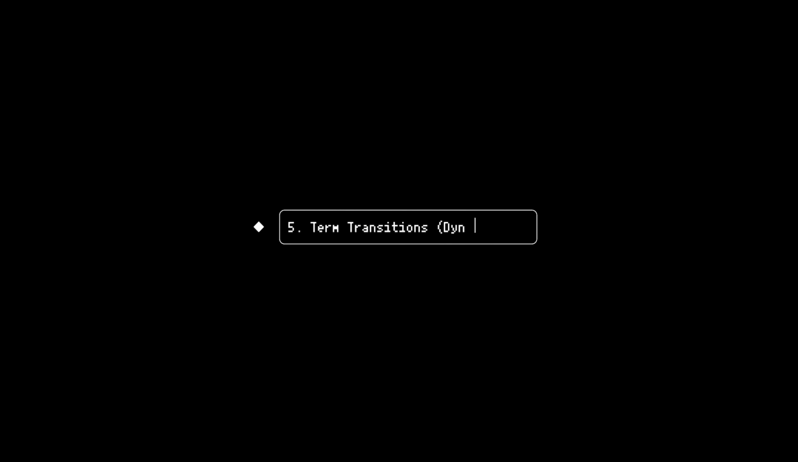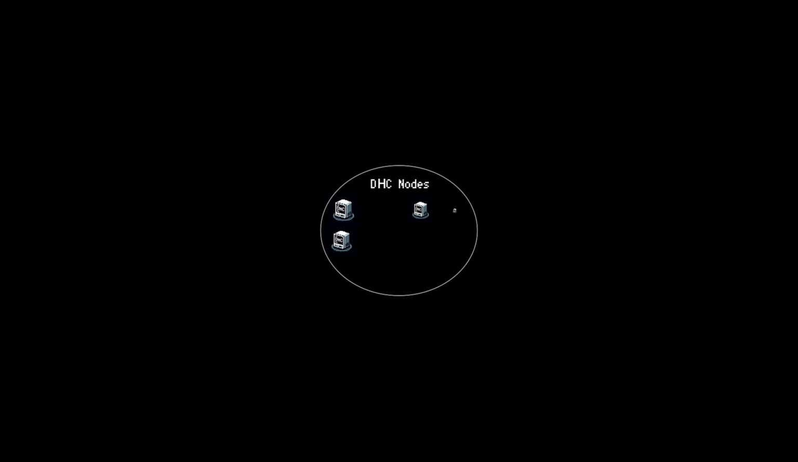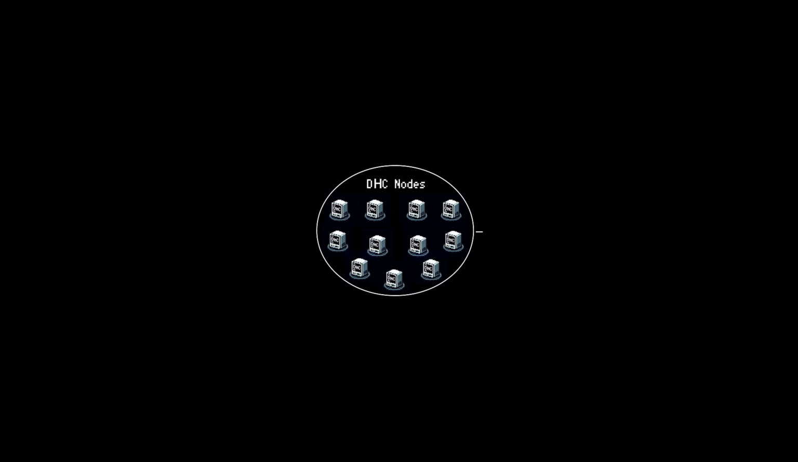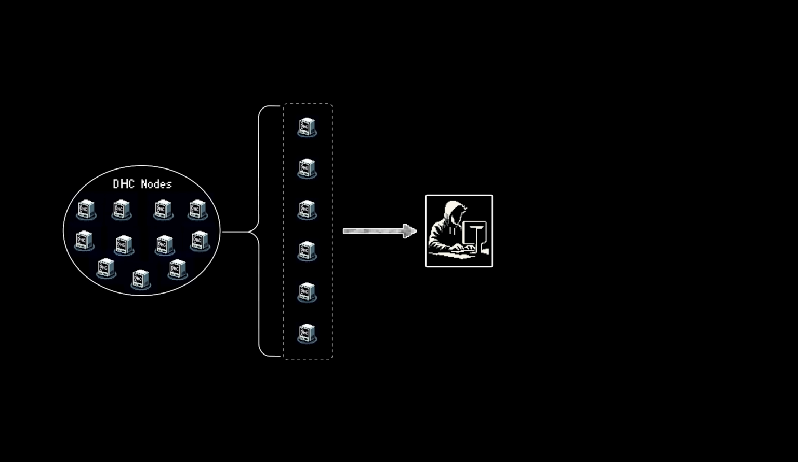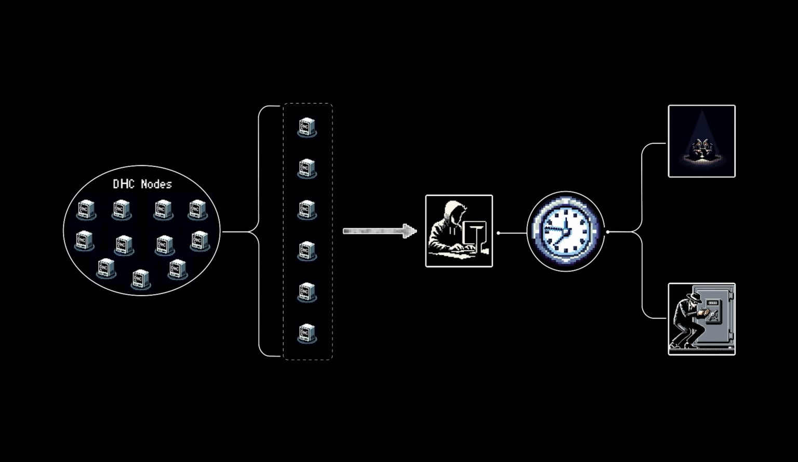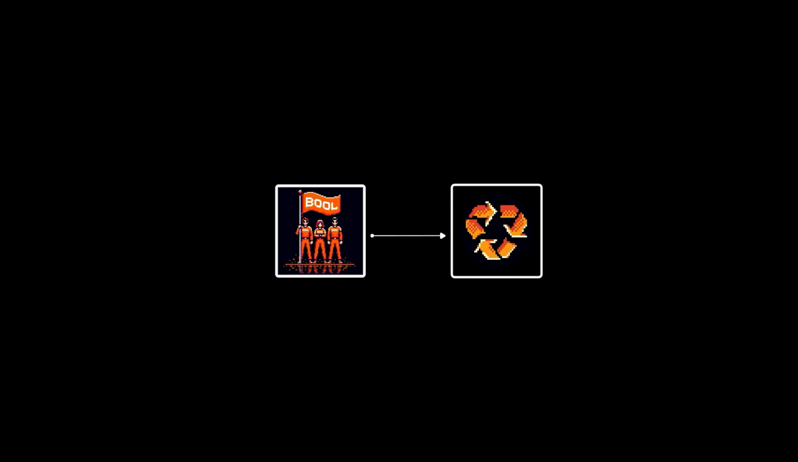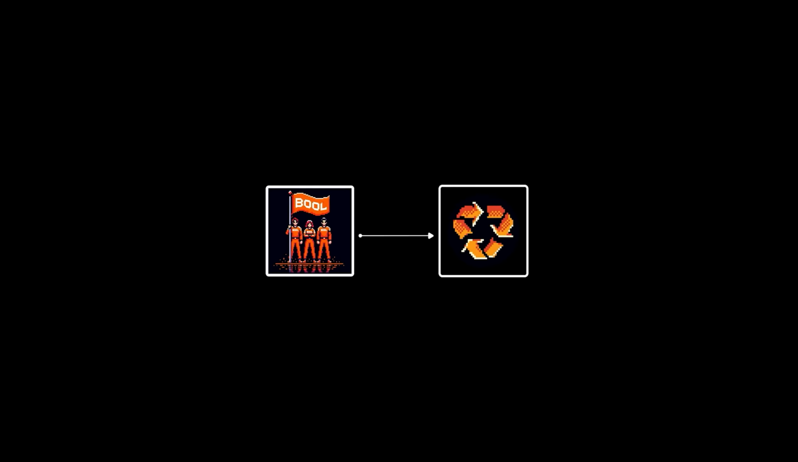5. Term transitions, dynamic. In part 2, we discussed the hidden aspect of DHC. Now, let's explore its dynamism. While DHC member selection is random, maintaining a long-term static management approach could potentially allow nodes sufficient time to collude. In response, Bool Network's team devised a dynamic rotation system.